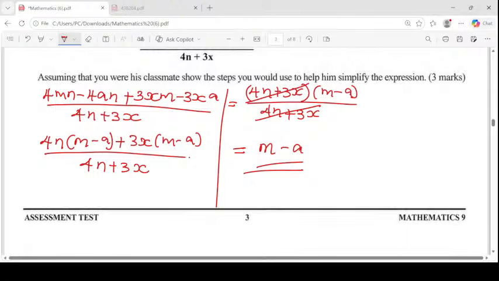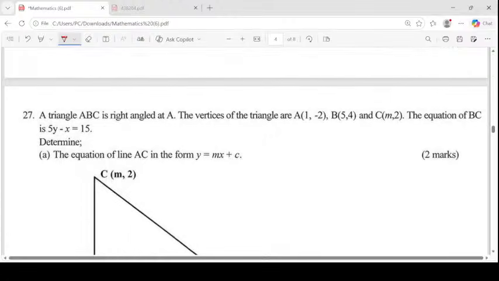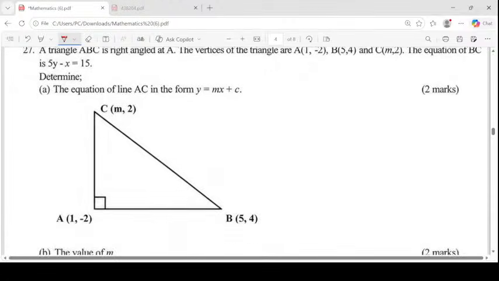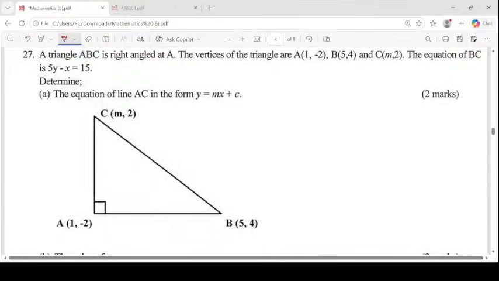Now, allow me to go to the next question, dear learners. That is question number 27 of our discussion. We are being told a triangle ABC is right angled at A. The vertices of the triangle are A (1, negative 2), B (5, 4), and C (m, 2). The equation of BC is 5y minus x is equal to 15. Determine, part A, the equation of line AC in the form y is equal to mx plus c. They want the equation of line AC.